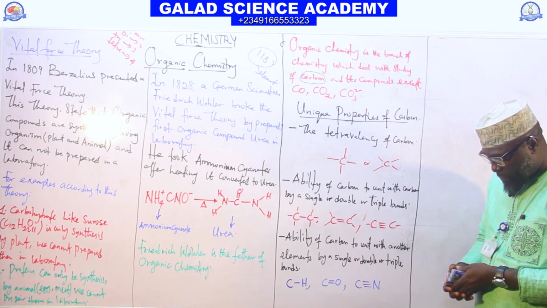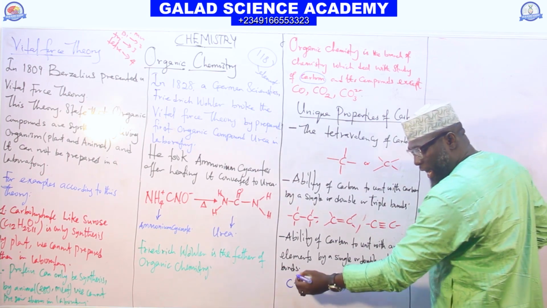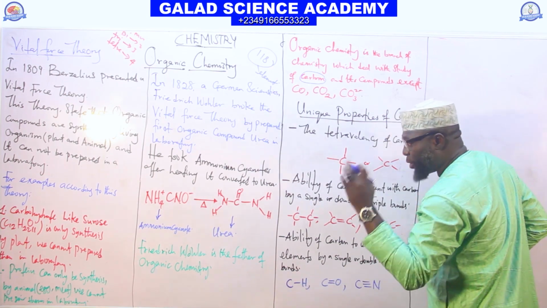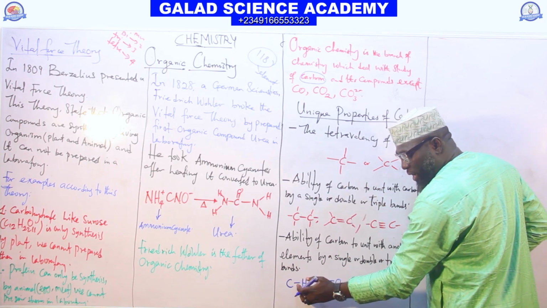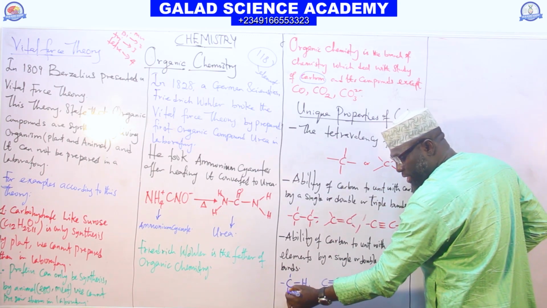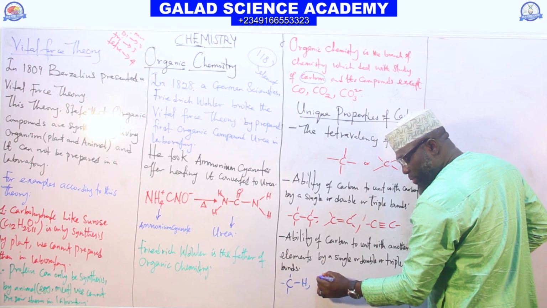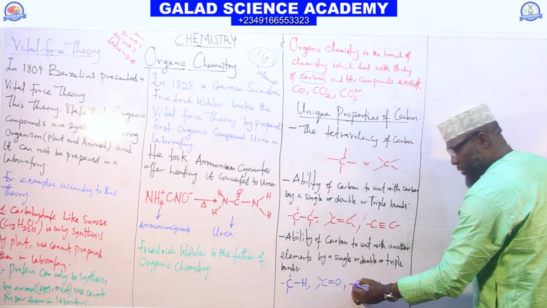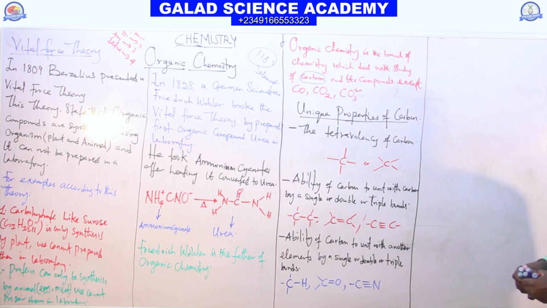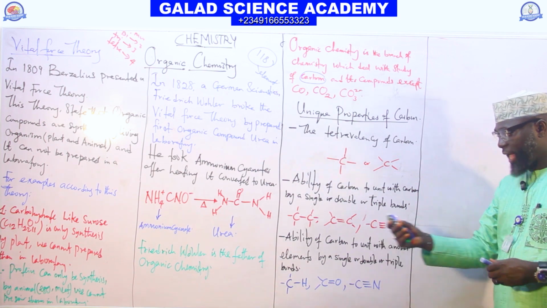or triple bond. But this structure is not balanced now. I said four bonds must attach to carbon. How many do you have here? 1, remain 3. Here, remain 2. Here, remain 1. So the next, this is the third property.